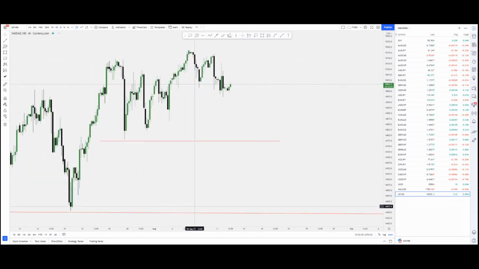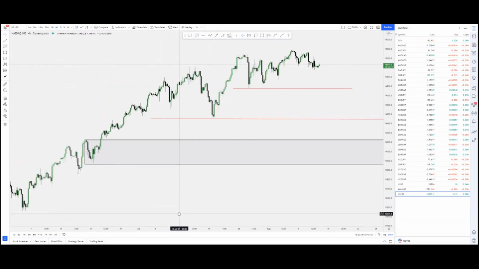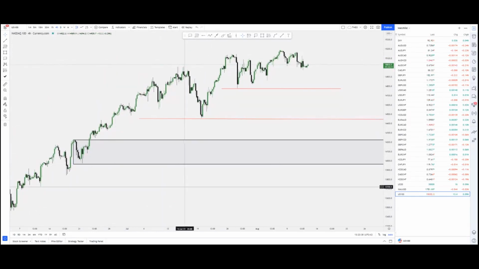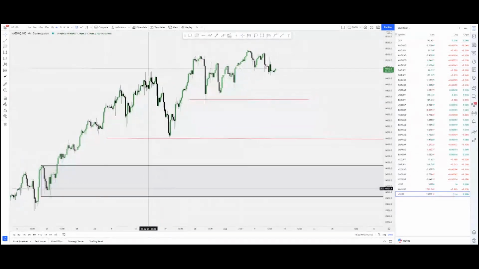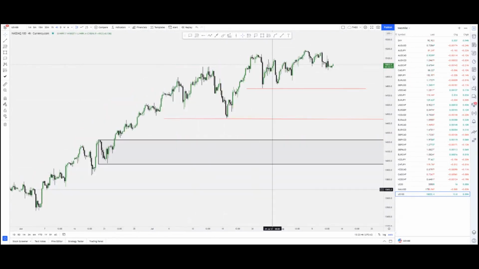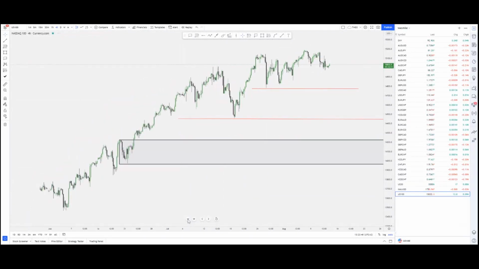Now to the 4-hour time frame, where I want to do the work. Okay, so I have my targets on the red lines. These are my targets. That's TP1, TP2. Then TP3 is the gray area you're seeing on the chart.